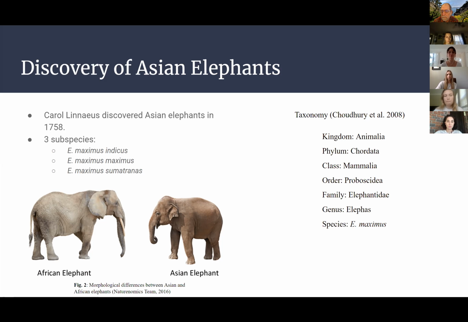Elephas maximus sumatranus is found in Sumatra. E. maximus indicus is found on Asia's mainland, and E. maximus maximus is found in Sri Lanka. And then this is just the taxonomy real quick, right there by Carl Linnaeus. So next slide, please.